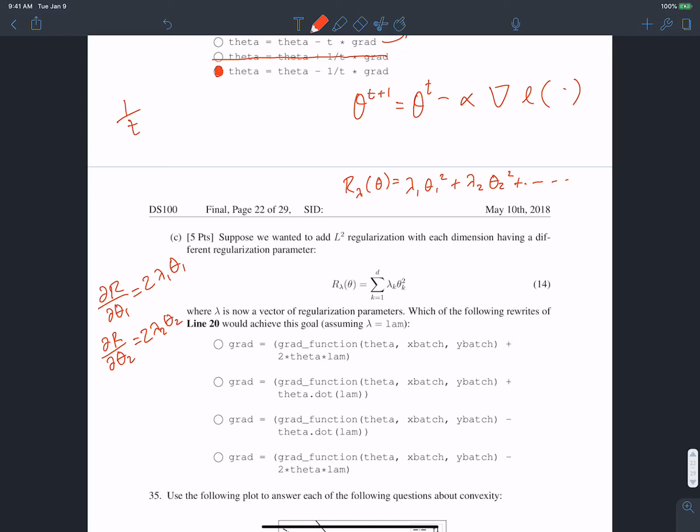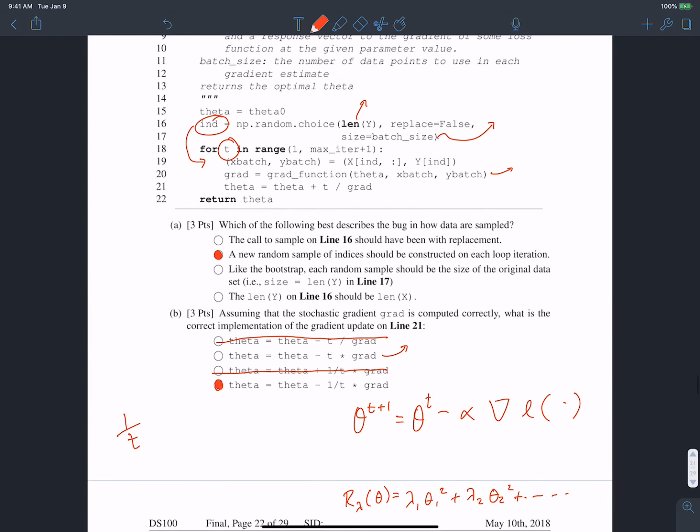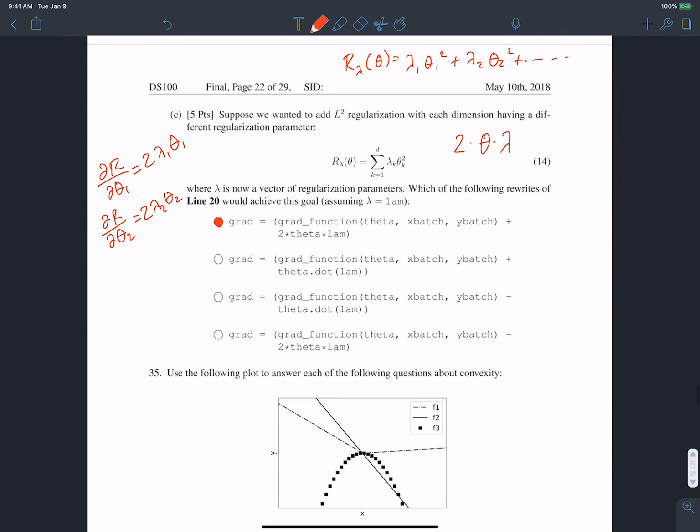So generalizing this, the gradient of our regularization function is 2 times theta times lambda. And that corresponds to the first option. And so that's how we would rewrite the above to incorporate L2 regularization.